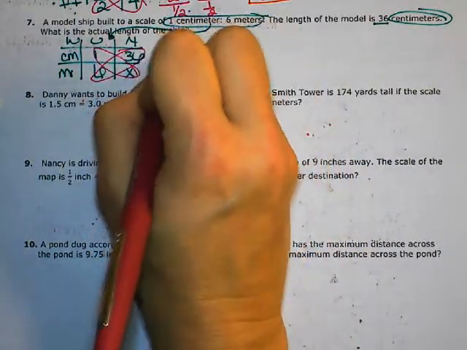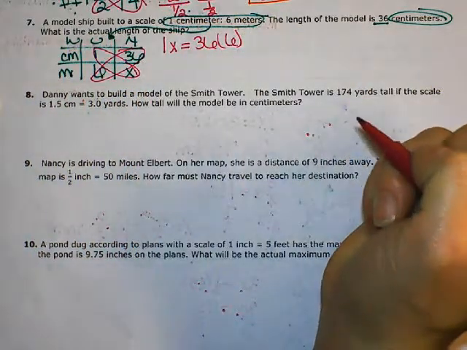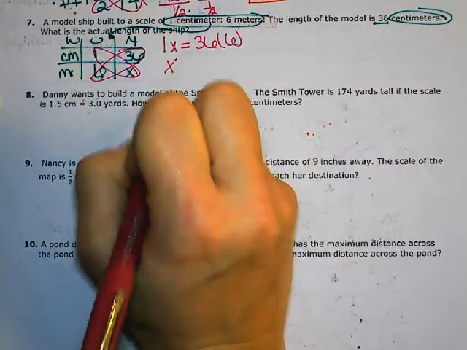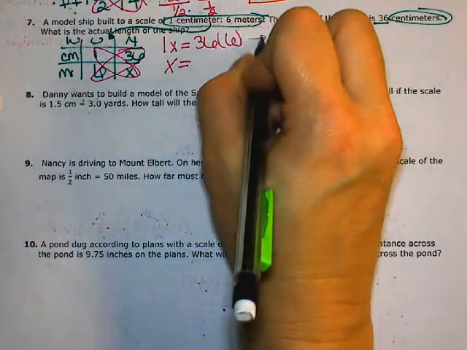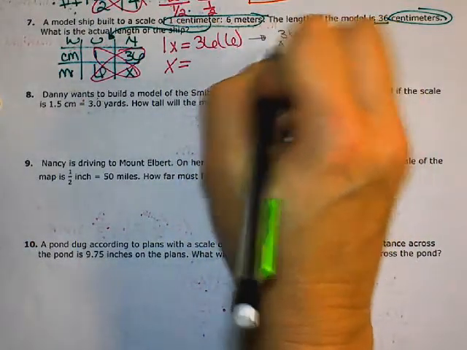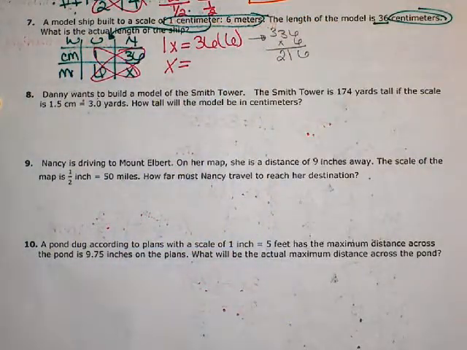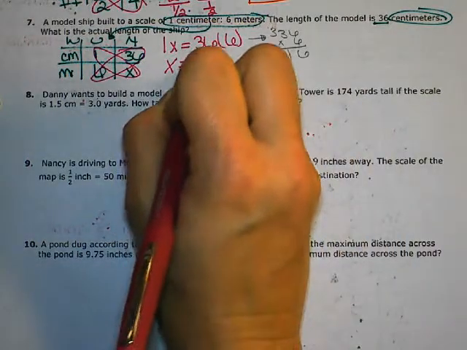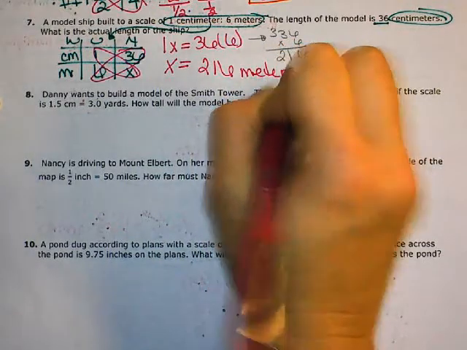I can cross multiply. 1 times x equals 36 times 6. And I think this is great because, again, I have an invisible math situation where I can just take the 1 off, and then all I'm going to do is multiply 36 times 6. Therefore, the answer to this problem would be 216 meters.